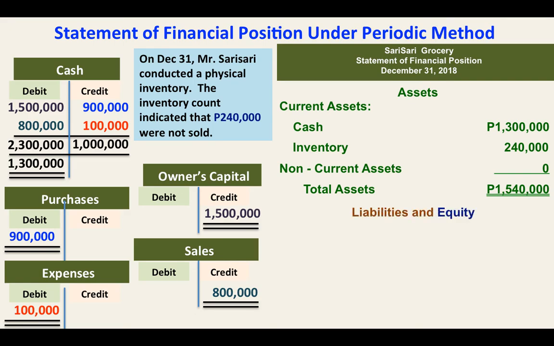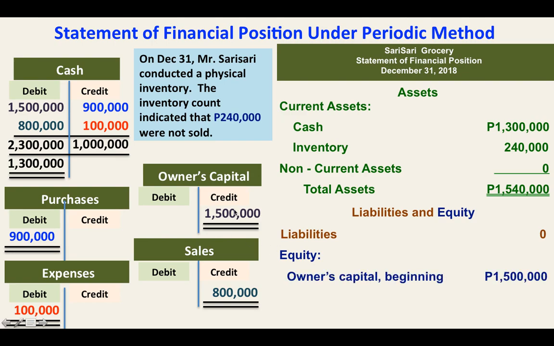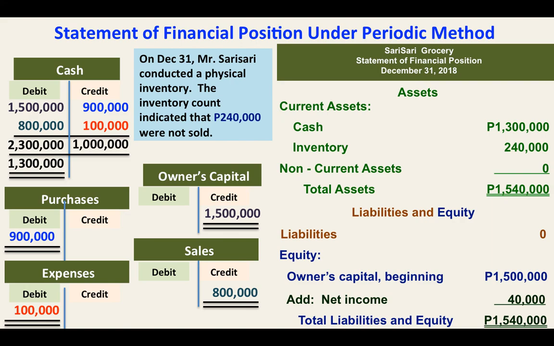For our liabilities and equity, we have zero liabilities. In equity, we have owner's capital beginning of 1.5 million plus our net income of 40,000. We have a total liabilities and equity of 1,540,000. So our total assets and total liabilities and equity are balanced.